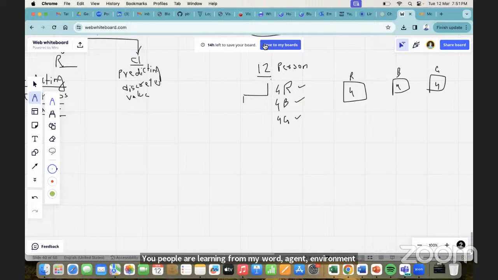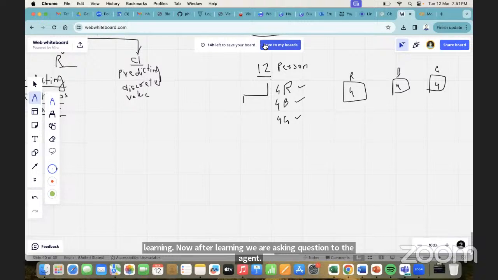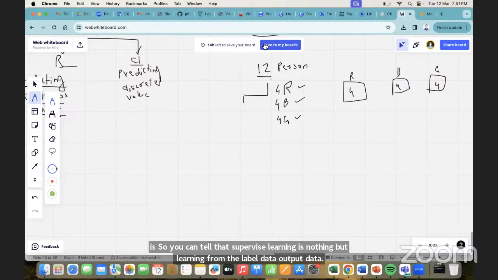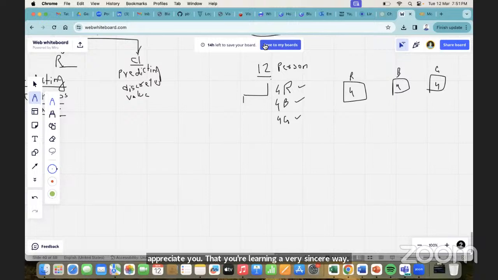Now, after learning, we are asking a question to the agent. Suppose after my session today, someone asks you what is supervised learning, so you can tell that supervised learning is nothing but learning from labeled data, output data. If you give this answer, the person in front will appreciate you, that you have learned in a very sincere way. They will give you a reward. But on the other hand, if someone asks you what is supervised learning, and you have not paid attention in my class, so you are unable to tell them the answer, the person in front will scold you. That is called punishment.